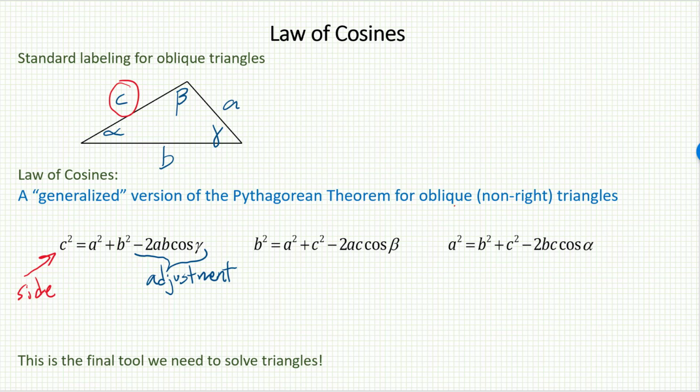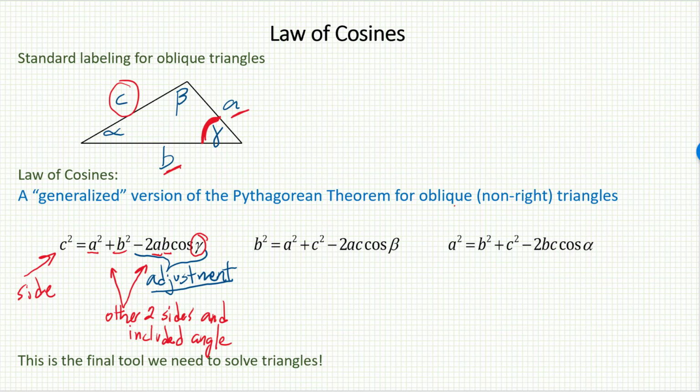What do I mean by included angle? Well, notice the other two sides are A and B. They show up here a couple of times. The other thing that shows up is angle gamma. Angle gamma is the included angle. It's the angle between side A and side B. As long as you include the adjustment at the end, this law, this formula, works for any triangle.